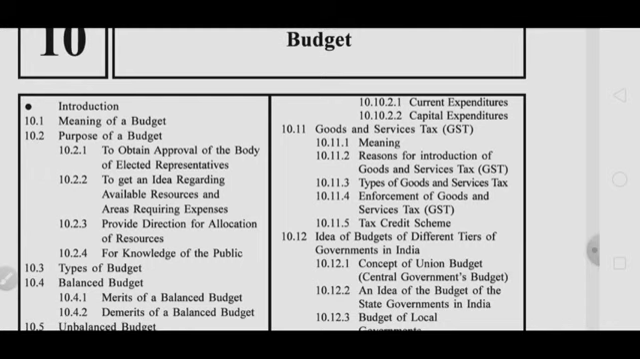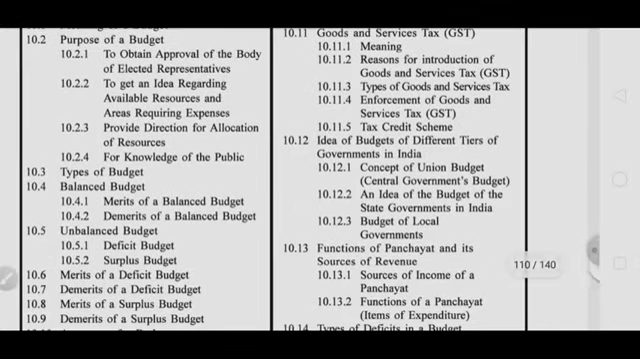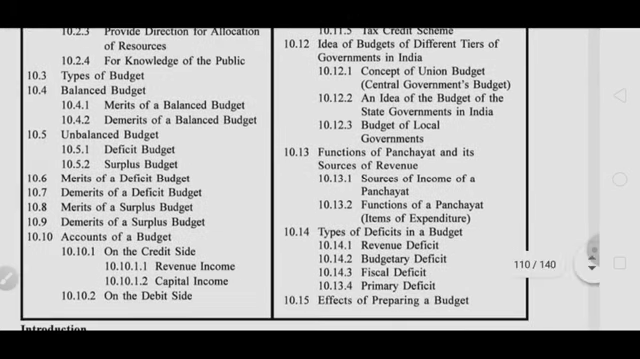Point number 11 is the most important point from the point of view of business and profession. It is all about the goods and service tax, that is GST, which was introduced by the Government of India in recent time. Then in point number 12 we'll discuss the ideas of different tiers of government, that is the union budget, meaning the central government, the state budget, meaning the budget prepared by different states, and local government, that is the budget prepared by municipalities and municipal corporations.